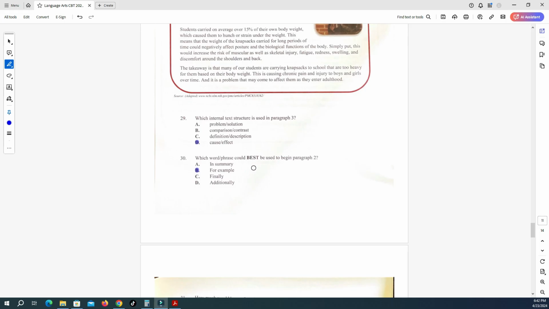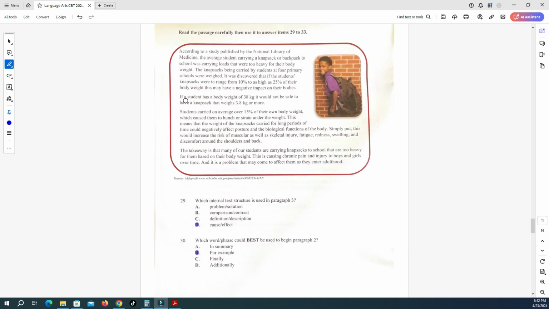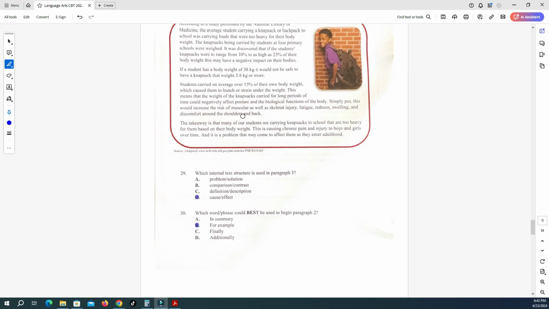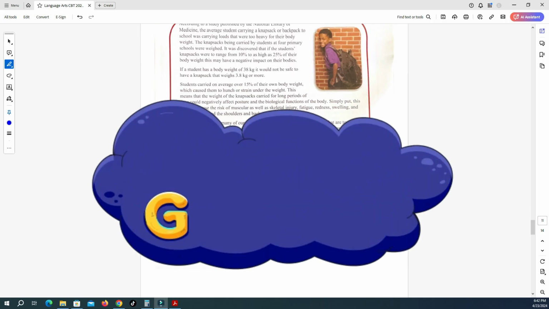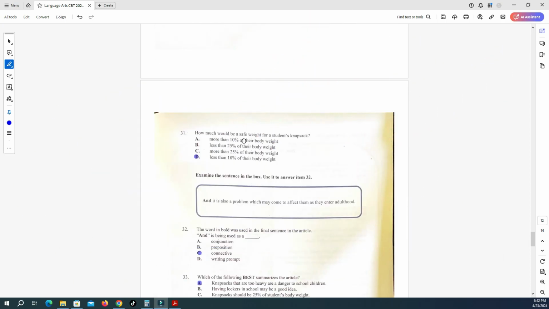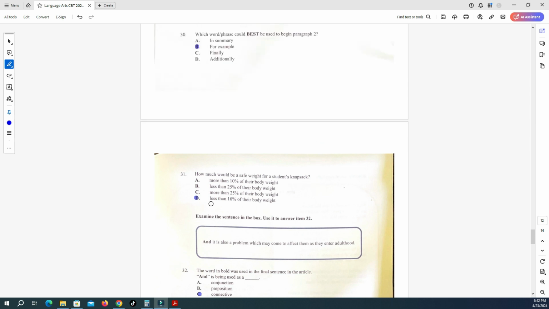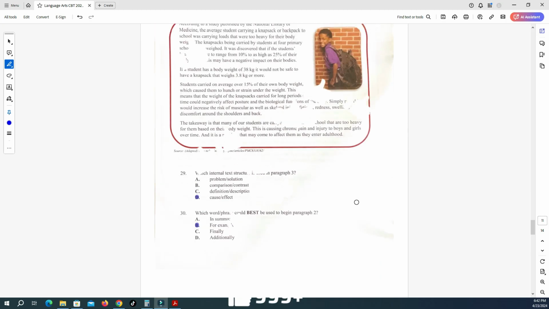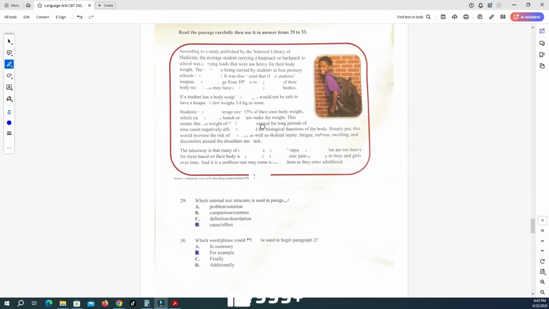30. Which word or phrase could best be used to begin paragraph 2? So this is paragraph 2. Here, if a student has a body weight, I chose, for example, if a student has a body weight. So what would you choose? Tell me. All right. How much would be a safe weight for a student's knapsack? I chose below 10% of the body weight, because here it says that knapsacks were to range from 10% as high as 25% of their body weight may have negative effects.